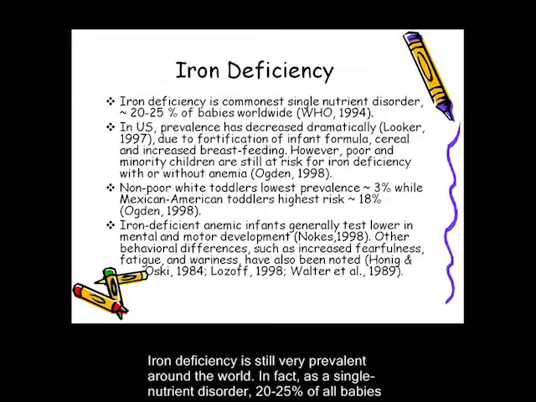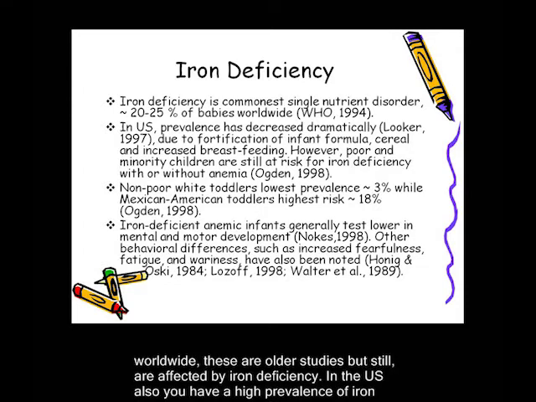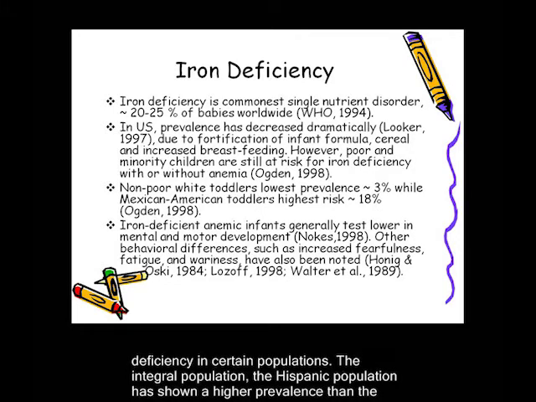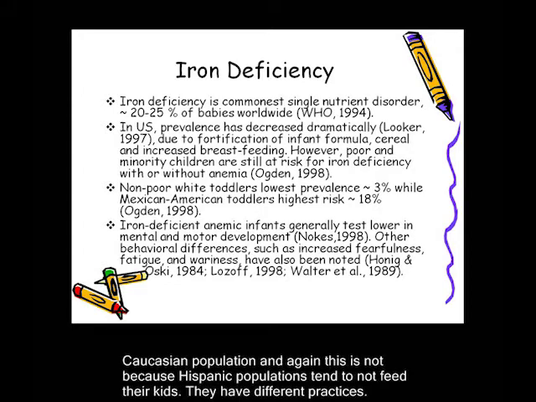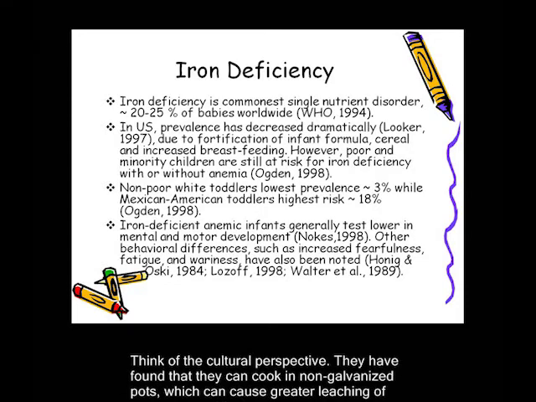Iron deficiency. Iron deficiency still is very prevalent around the world. In fact, as a single nutrient disorder, 20 to 25% of all babies worldwide, these are older studies, but still, are affected by iron deficiency. In the US also, you have a high prevalence of iron deficiency in certain populations. The immigrant population, Hispanic population has shown a higher prevalence than the Caucasian population. And again, this is not because Hispanic populations tend to not feed their kids. They have different practices. Think about cultural perspective.